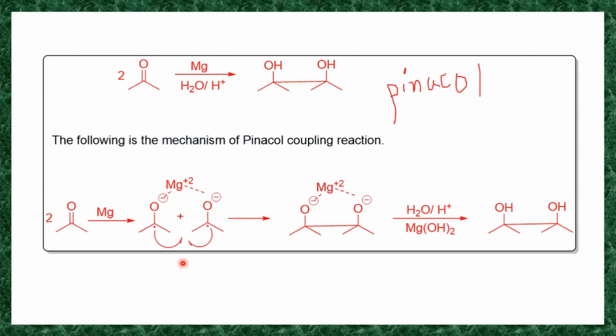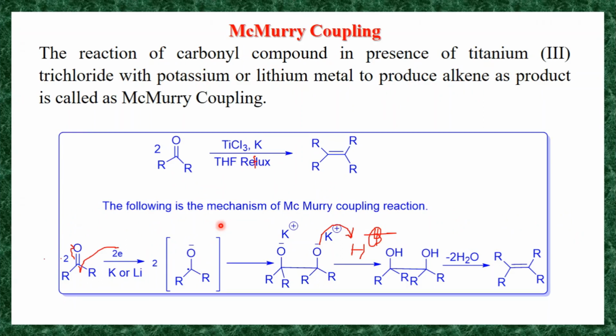Like in the pinacol coupling, the coupling of these two radical ions takes place, and you will get this coupled product. Now the next step is that this oxygen anion takes a proton from the solvent. This is your H plus. Both oxygen anions take protons from the solvent and convert to OH.